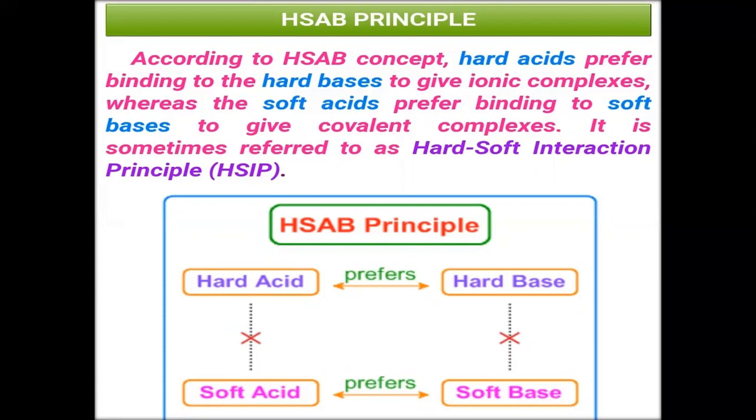So type A, type B. Ligands are classified into two types. So previously, metal ions are classified into two types.